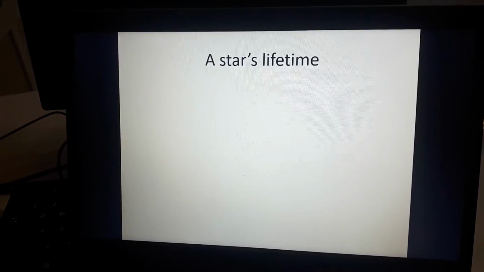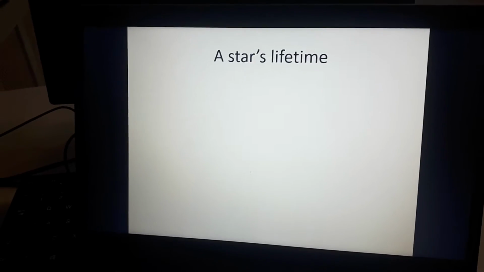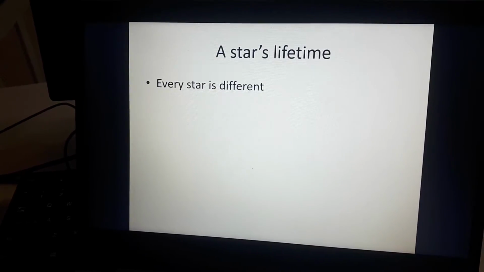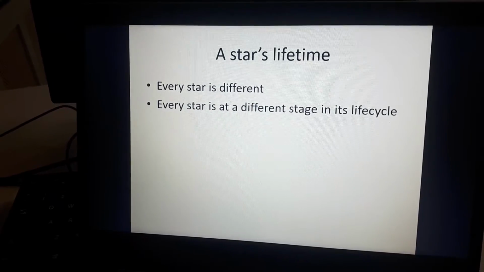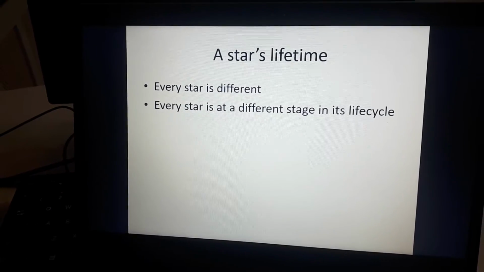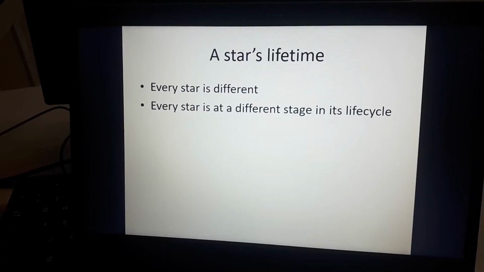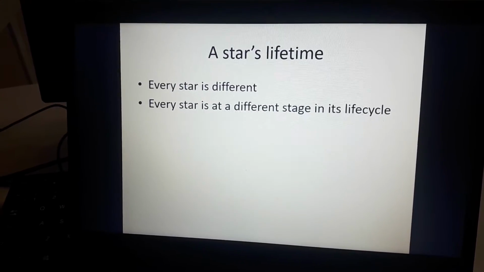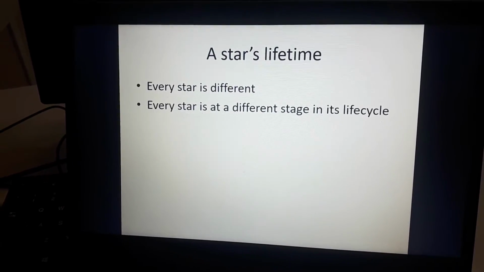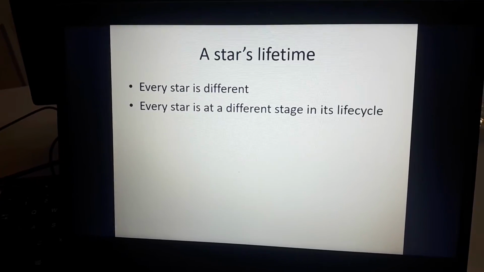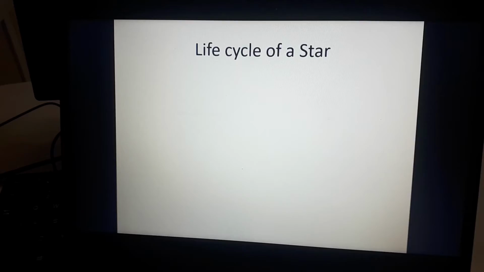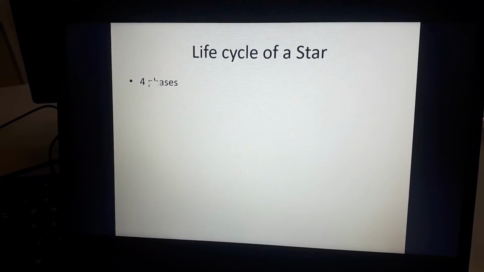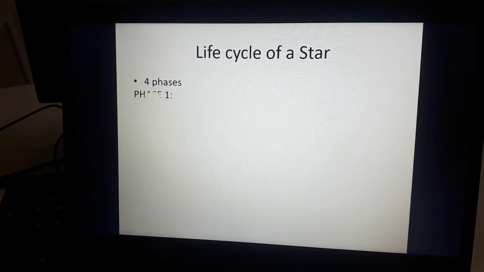Okay. When we look at a star then, it has its own lifetime. And every star is going to be different, and it's going to be in a different stage in its life cycle. Much like with us as humans, we have different phases. We have babies, we have toddlers, then we have children, you have adolescents, and finally you have an adult. Same here with the star, except they have 4 different life cycles or phases.